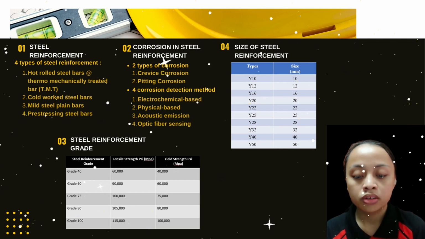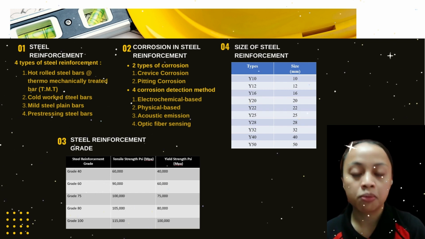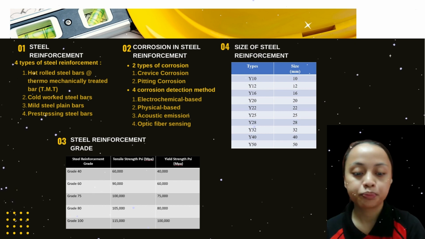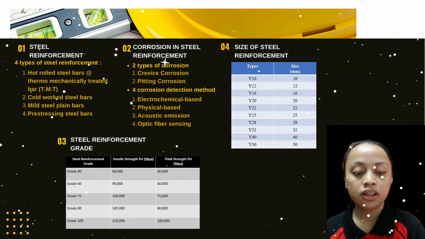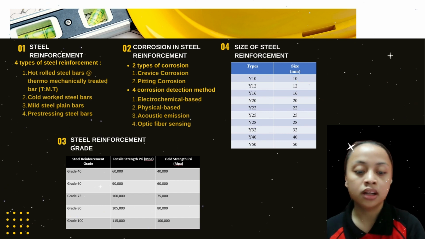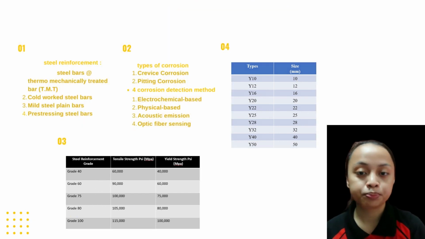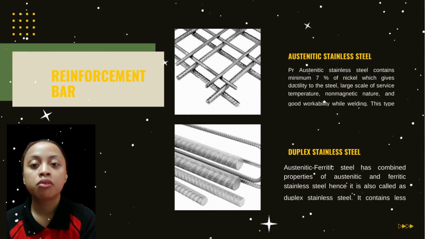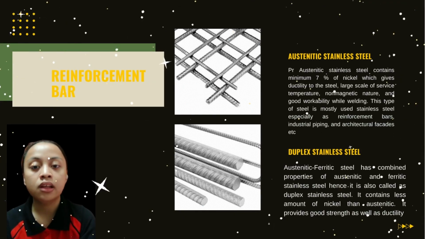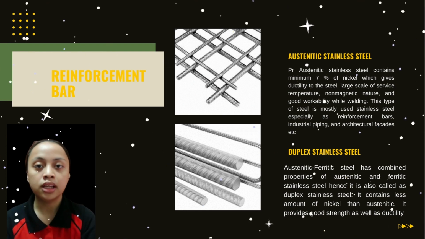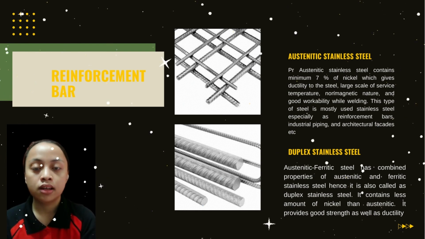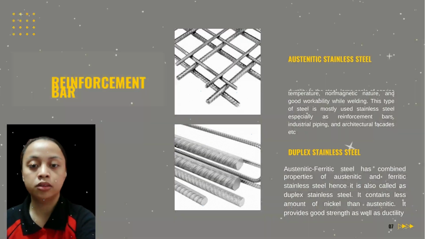The third is acoustic emission, and the fourth is optic fiber sensing. The literature review of the research also includes the grade of steel reinforcement and the size of the reinforcement. Two types of rebar are also described precisely in this literature review. The first one is austenitic stainless steel, and the second one is duplex stainless steel.